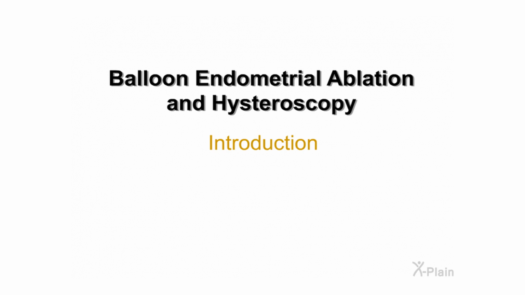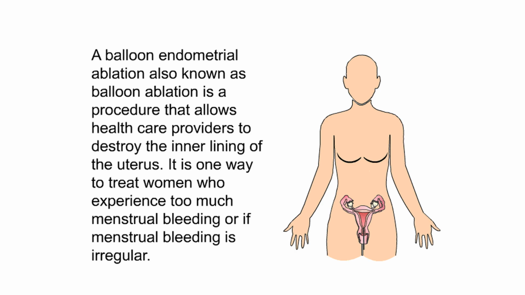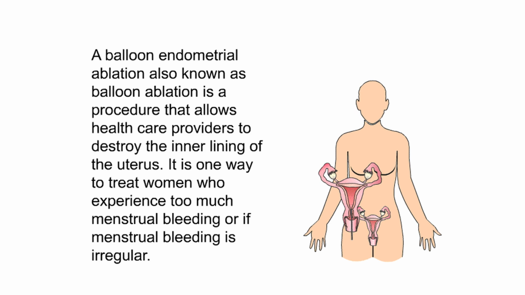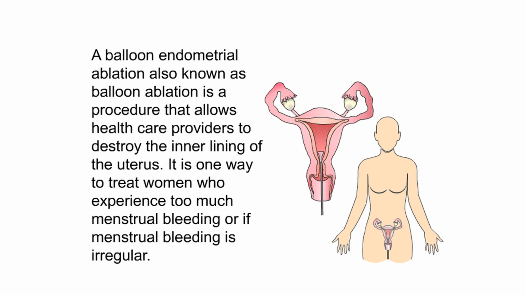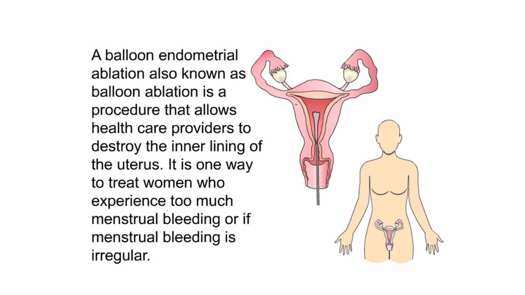Balloon endometrial ablation and hysteroscopy. Introduction. A balloon endometrial ablation, also known as balloon ablation, is a procedure that allows healthcare providers to destroy the inner lining of the uterus. It is one way to treat women who experience too much menstrual bleeding or if menstrual bleeding is irregular.